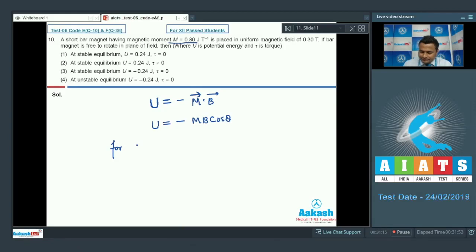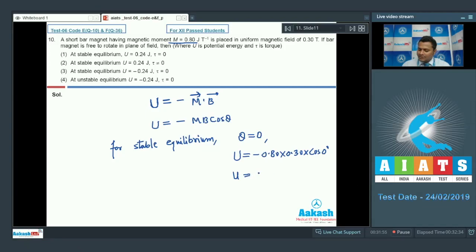For stable equilibrium, theta gets 0. So that's why U will be equal to minus of mb cos 0, that is minus of m 0.80 multiplied by magnetic field 0.30 multiplied by cos of 0 degree, which gives you U equals minus of 0.24 joule. And since it is in equilibrium, so torque must be 0 here.